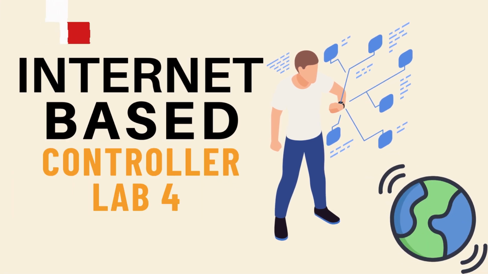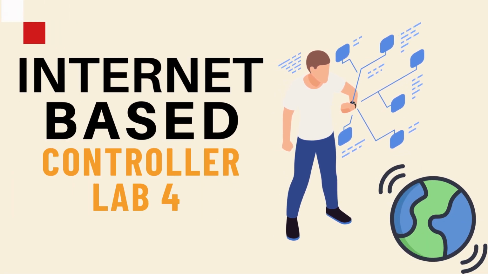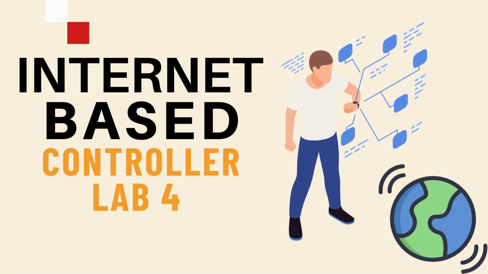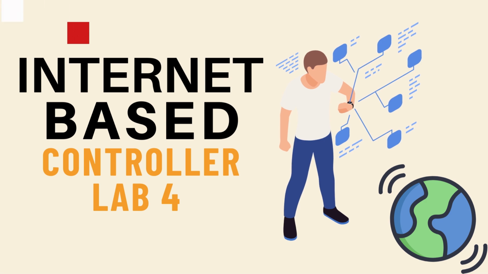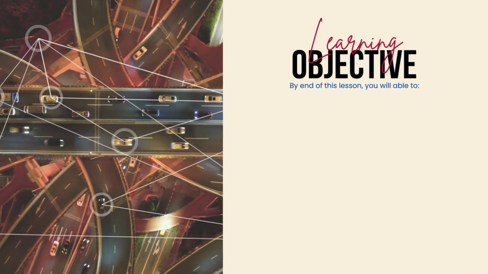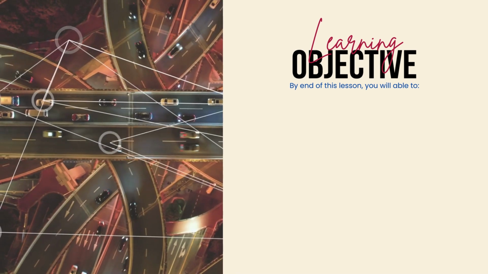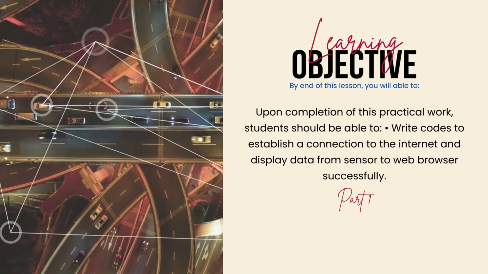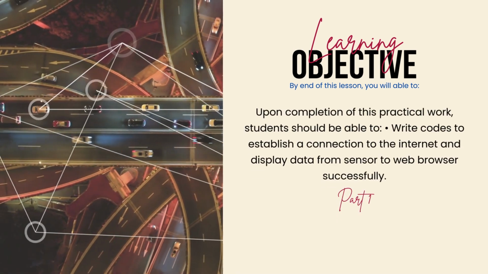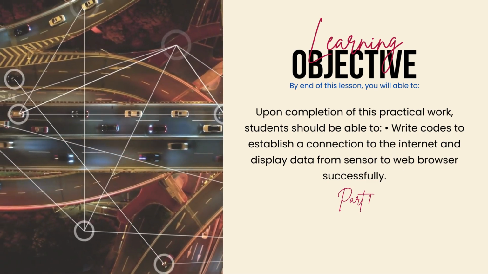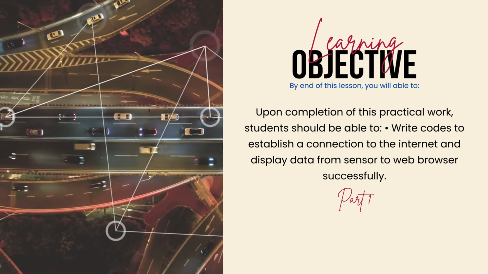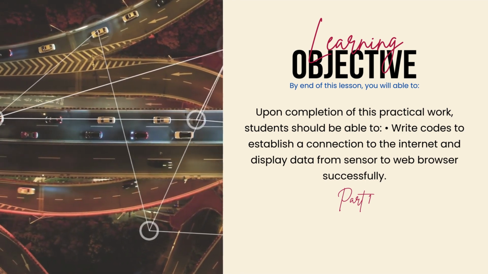Welcome to Internet-Based Controller Lab 4. In this session today, we are about to learn how to do Lab 4 and some notes that are related to this lab work. Now let's take a look at the objective. Upon completion of this practical work, students should be able to write code to establish a connection to the Internet and display data from a sensor on a web browser successfully.